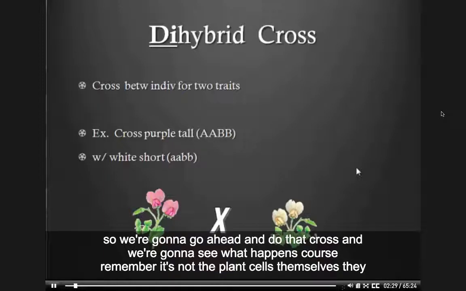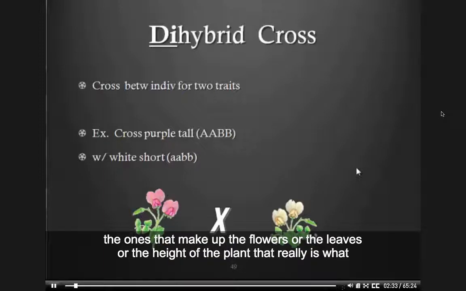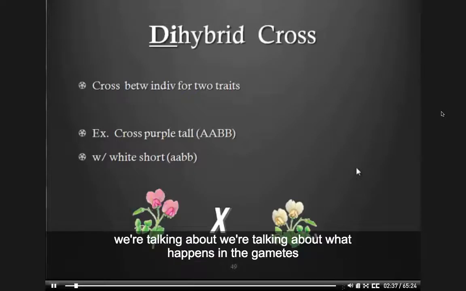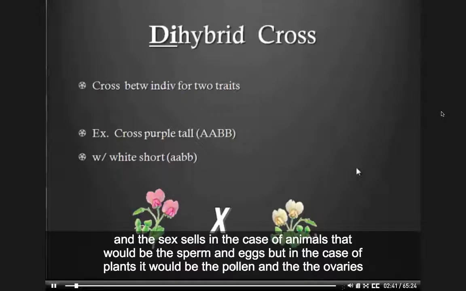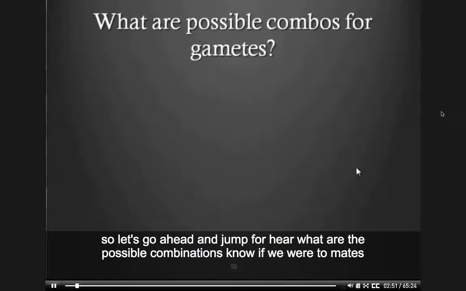Of course, remember, it's not the plant cells themselves, the ones that make up the flowers or the leaves or the height of the plant, that really is what we're talking about. We're talking about what happens in the gametes, in the sex cells. In the case of animals, that would be the sperm and the eggs, but in the case of plants, it would be the pollen and the ovaries. So let's go ahead and jump forward here.